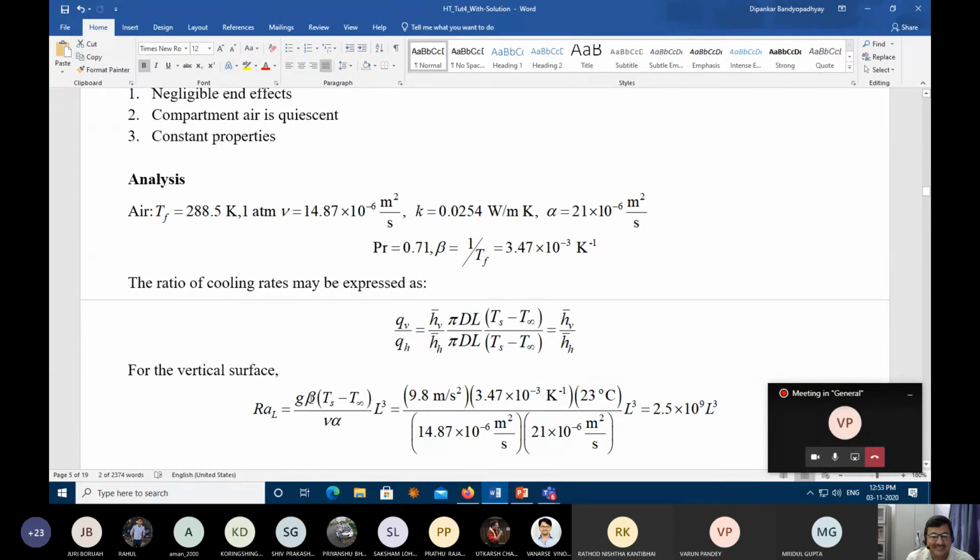Yeah, so Rayleigh number is defined by g, which is 9.81. Beta is given as 1 by T_f. This we have already. Beta is what? Coefficient of thermal expansion, right? And this we have done. This is for an ideal gas law. This will be 1 by T_f.